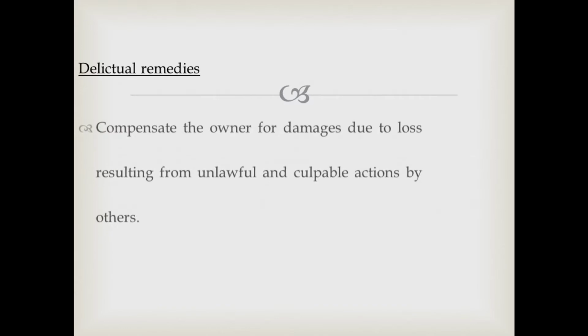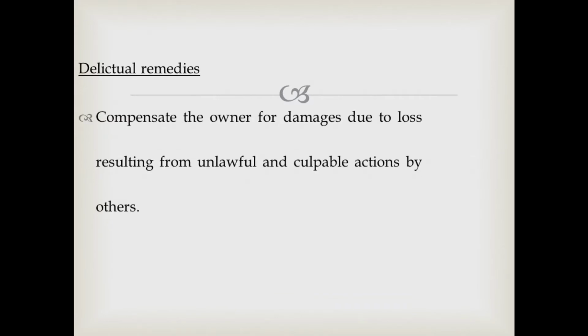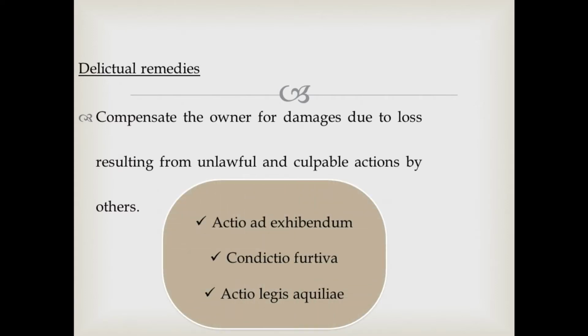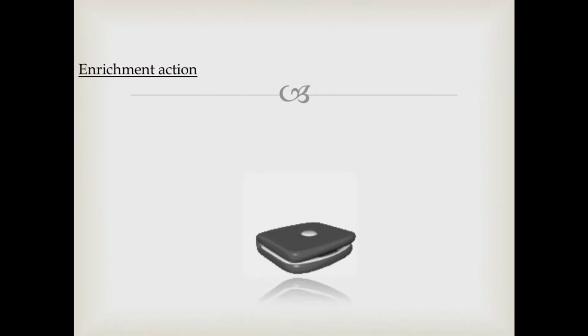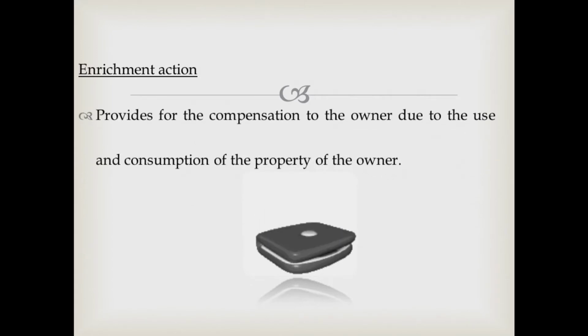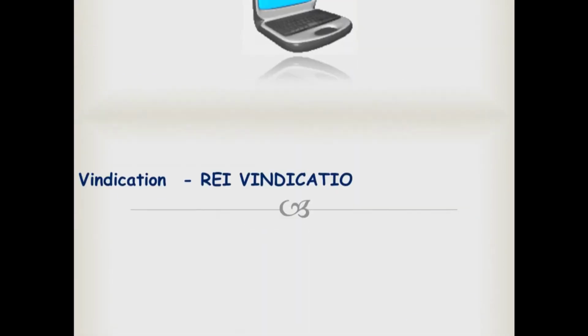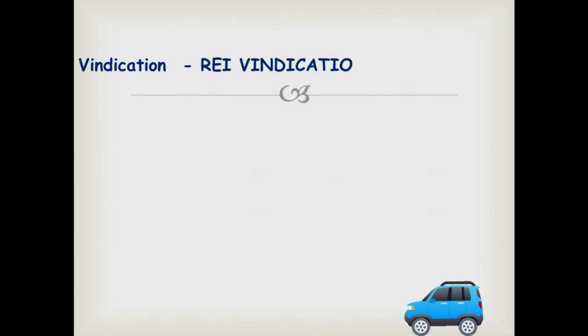Then delictual remedies. Delictual remedies are there to compensate the owner for damages due to loss resulting from unlawful and culpable actions by others. These are the delictual remedies we have. Then, enrichment action. It provides for the compensation to the owner due to the use and consumption of the property of the owner. Let us look at this in detail.